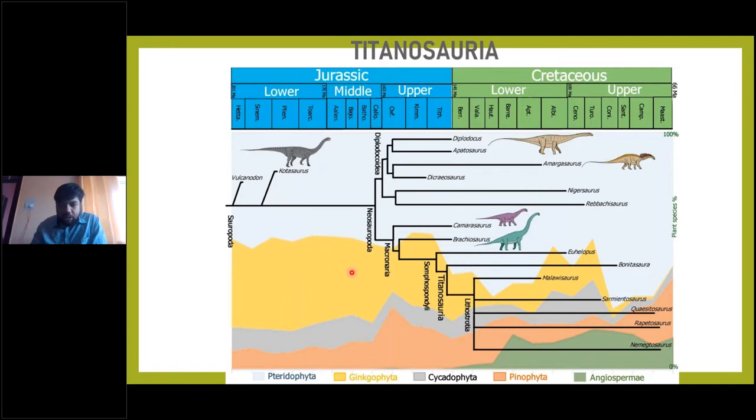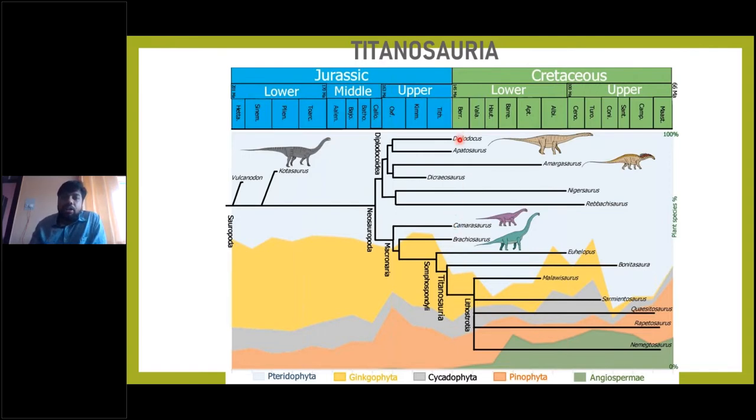Although these gymnosperms were more abundant during the Jurassic, there were some ups and downs in the plant diversity during the Cretaceous period. And as we can see, a major radiation of sauropod dinosaurs can be correlated with the sudden rise of the plant diversity. So with the rise in the diversity of plants, there was a rise in the diversity of sauropod dinosaurs. And similarly, when the plant diversity was falling, like by the end of the Jurassic period, you can see the sharp fall in the diversity of plant species.